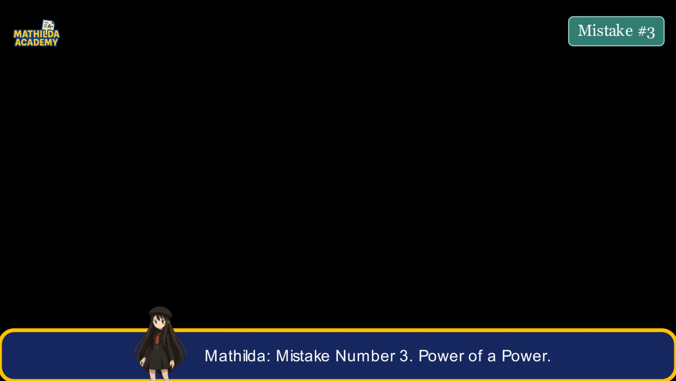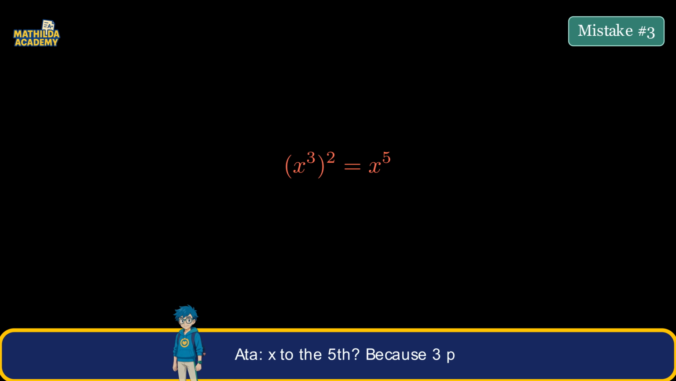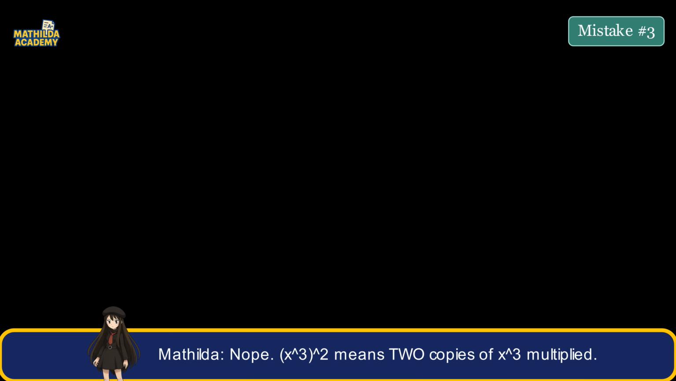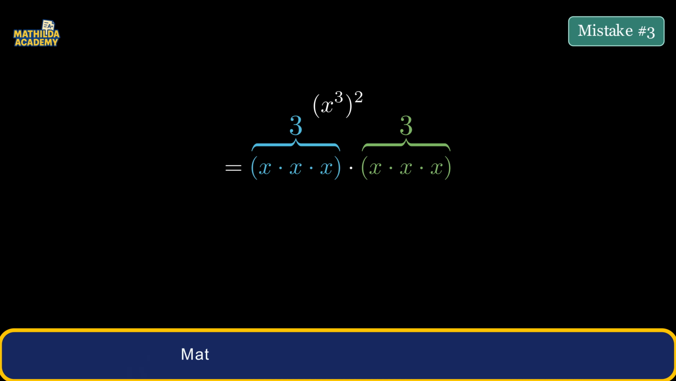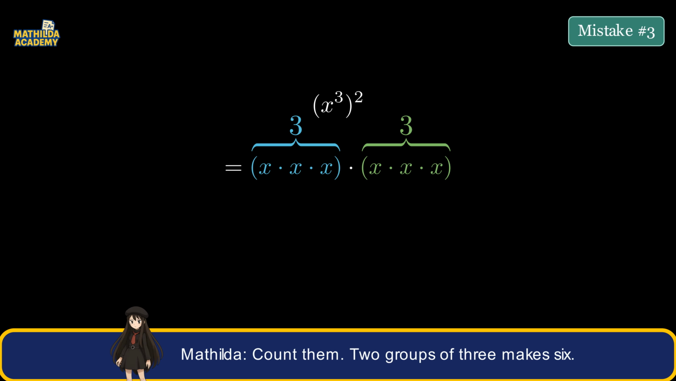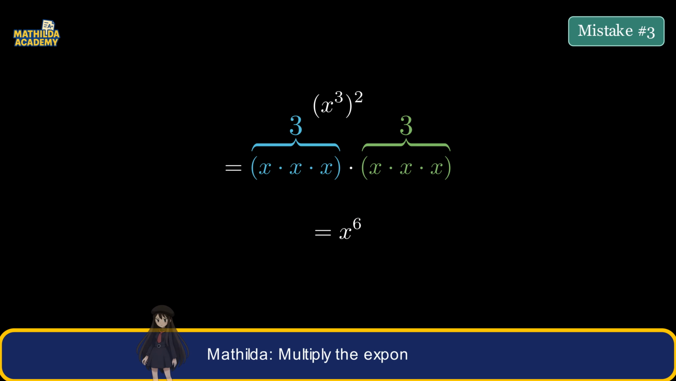Mistake number 3, power of a power. X to the 5th? Because 3 plus 2 is 5. Nope. X cubed to the second power means 2 copies of x cubed multiplied. Count them. 2 groups of 3 make 6. Multiply the exponents. 3 times 2 is 6.